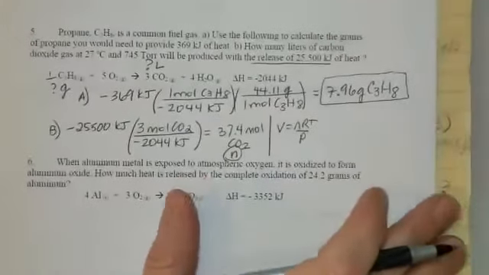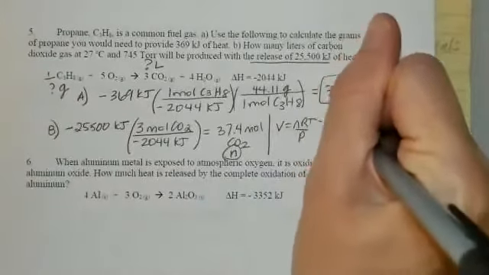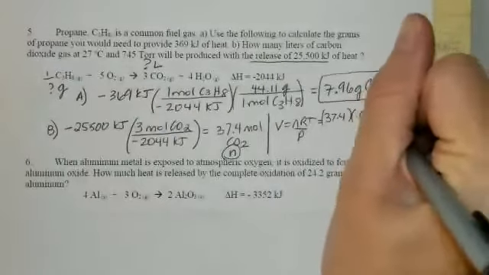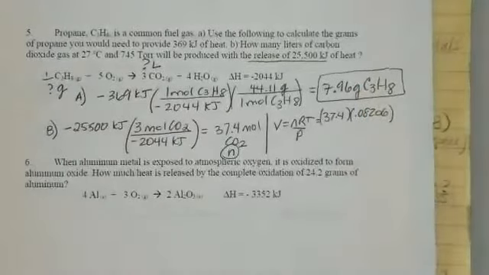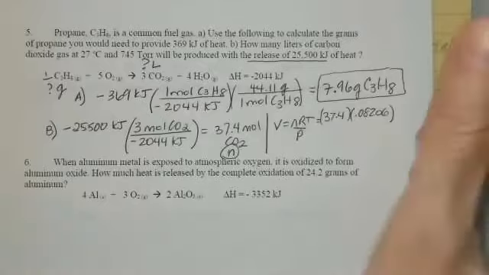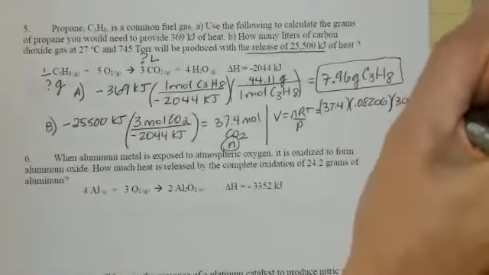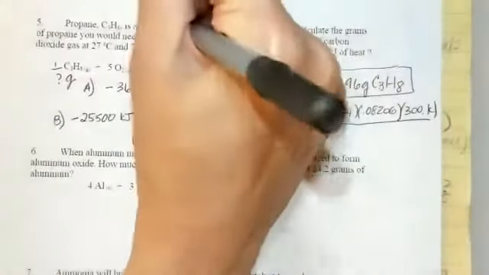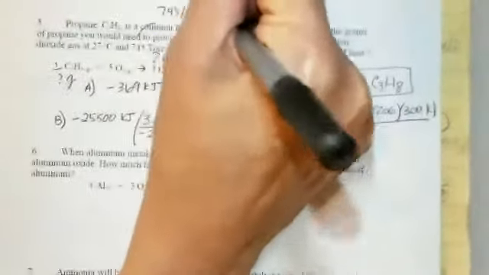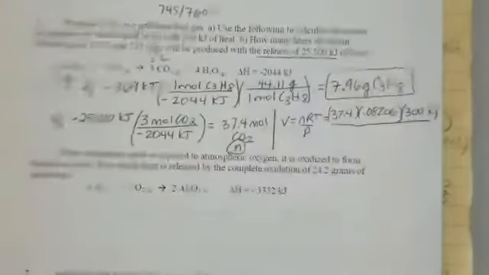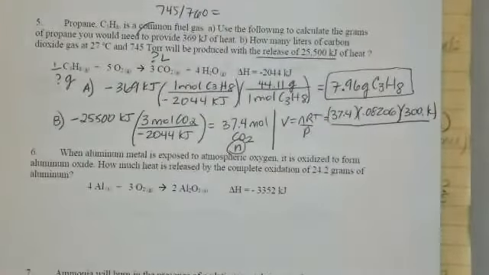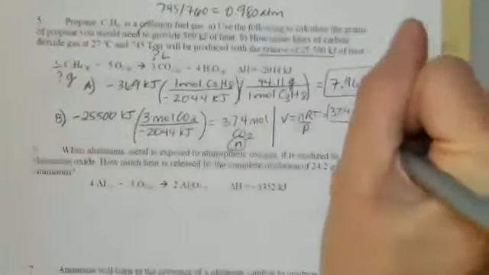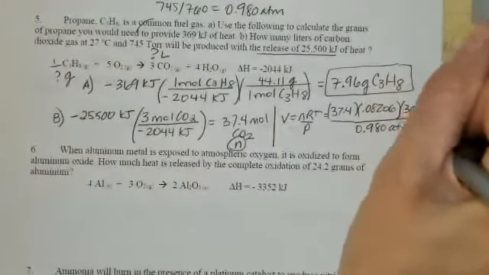So my moles I just solved for, I should have 37.4 moles of my carbon dioxide, R is 0.08206. Temperature I know has to be in Kelvin. So 27 degrees Celsius added to 273 would be 300 Kelvin. And then for my pressure on the bottom, just really quick, 745 divided by 760 to make sure it's in atm. And what I get here to 3 sig figs is 0.980. All right, and so now there's my pressure in atmospheres.